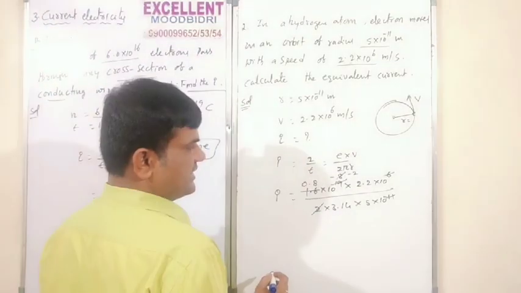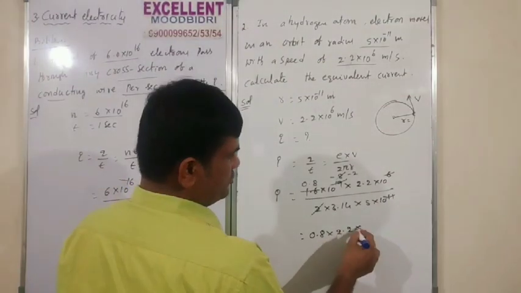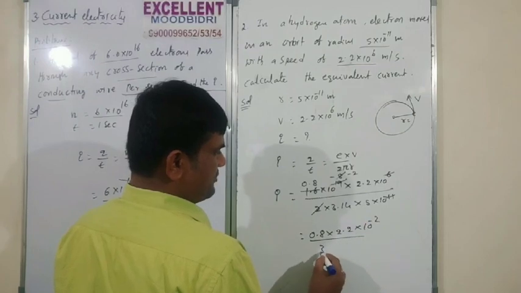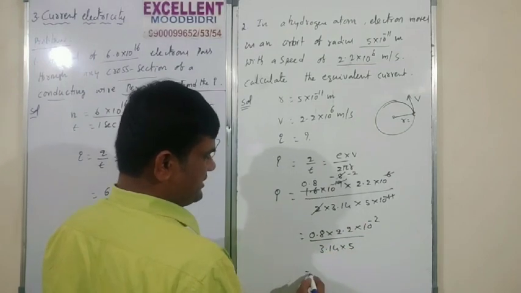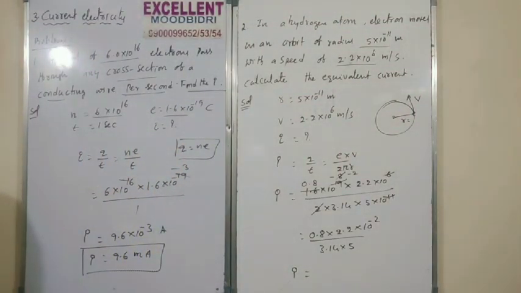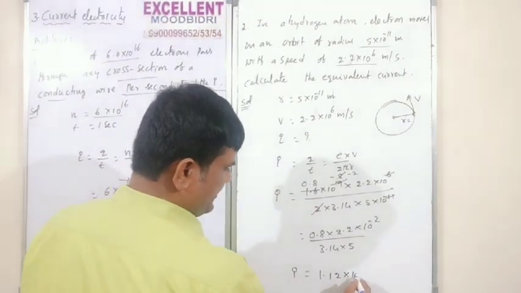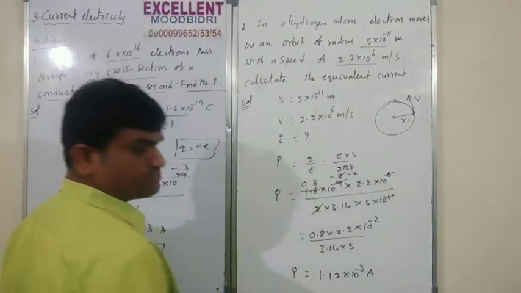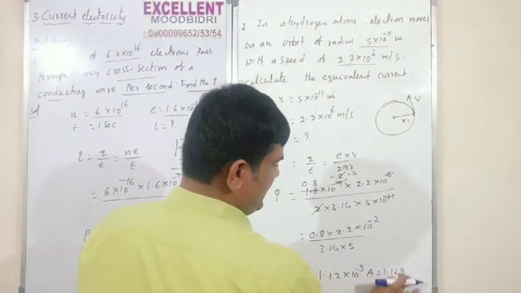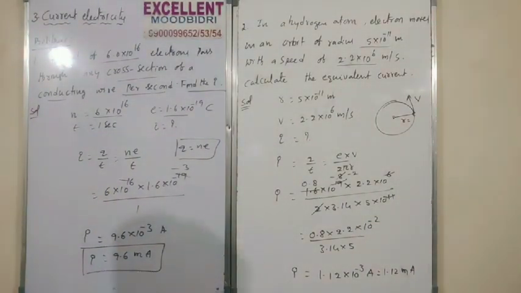So 0.8. Then calculate: 0.8 into 2.2 into 10 power minus 2 divided by 3.14 into 5. Do the calculation fast. The answer will come 1.12 into 10 power minus 3 ampere, or 1.12 milliamperes. This is the answer. Okay, next.